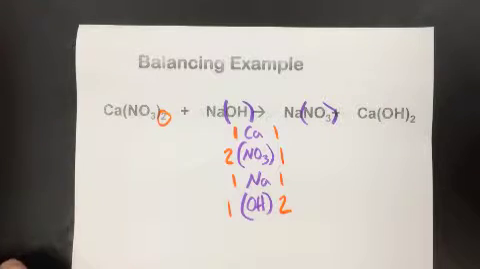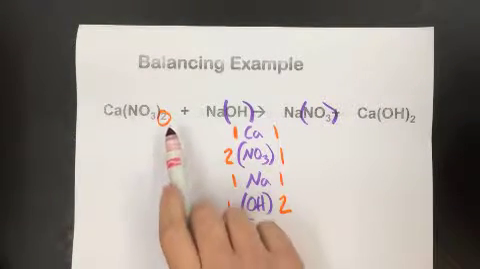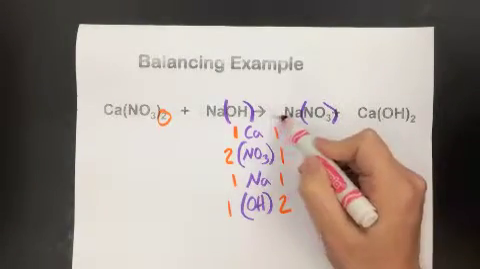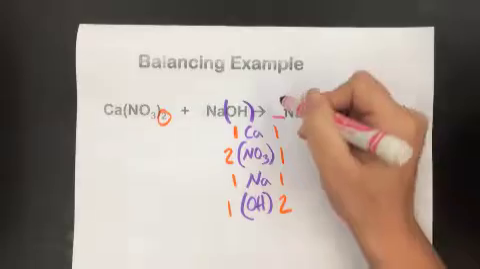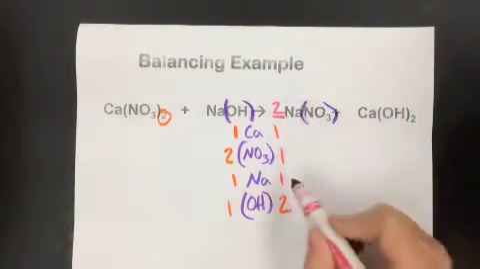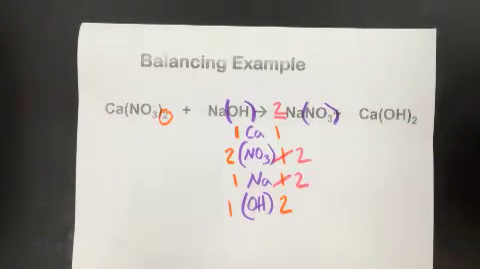So calcium is good, nitrate is not. So that's where we're going to start. Na, 2 on the left, 1 on the right. What times 1 equals 2? 2. Now we distribute, so 2 sodiums, and now 2 nitrates.